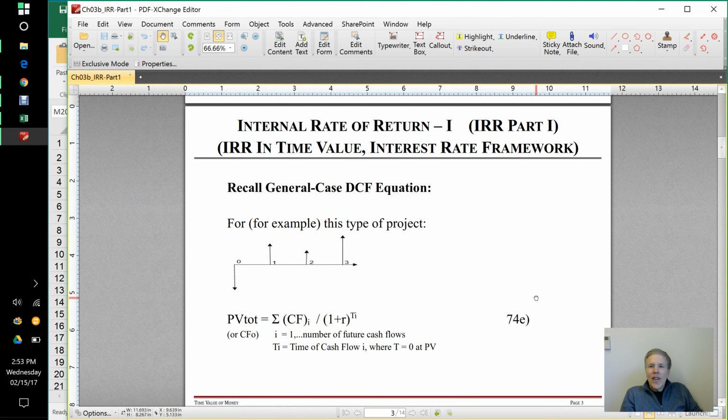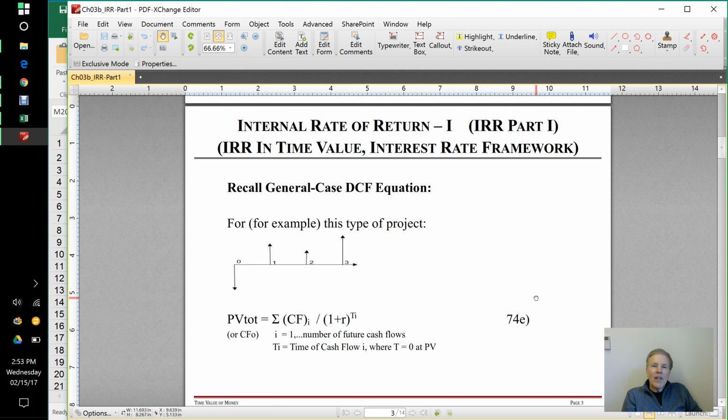Okay, so let's think about what we mean by IRR, or internal rate of return. We're going to look at this fairly briefly now, and then we're going to return to it in more depth when we look at it alongside other discounted cash flow project evaluation methods. But right now, let's just look at this in a time value interest rate framework.